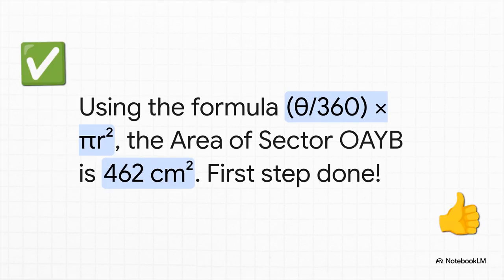Step 1. Area of the sector. We use our formula, theta upon 360 times pi r squared. So 120 over 360 times 22 by 7 times 21 times 21. We do a little bit of magic cutting here and there, and boom, we get exactly 462 square centimeters. Step 1, done and dusted.